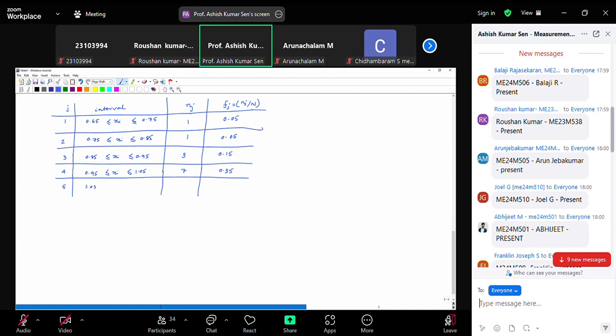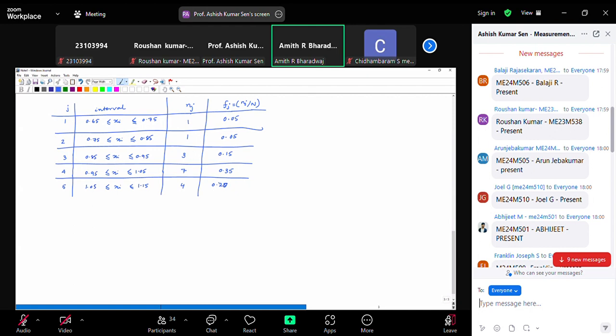Similarly, I get 1.05 less than or equal to xi less than or equal to 1.15. If you look at your data, you will have 4. So 4 by 20.